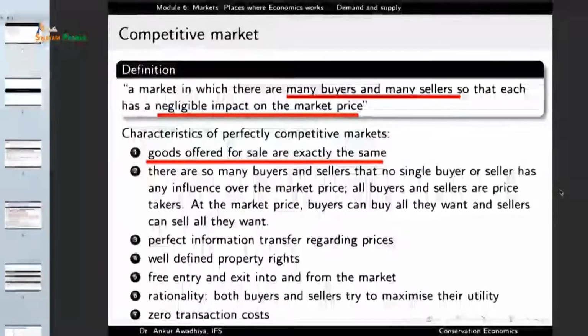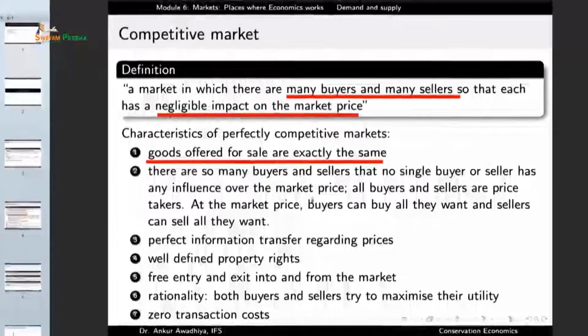If there is a variation in the quality of the goods being bought or sold in the market, then we will say that this is not a perfectly competitive market. It is still a competitive market because you have many buyers and sellers, but it is not perfectly competitive because there could be certain buyers or sellers who value the quality of the goods, and in that case they would be influencing the market prices. So there is a slight amount of influencing of the market prices, and if the goods are not uniform, this is not a perfectly competitive market.